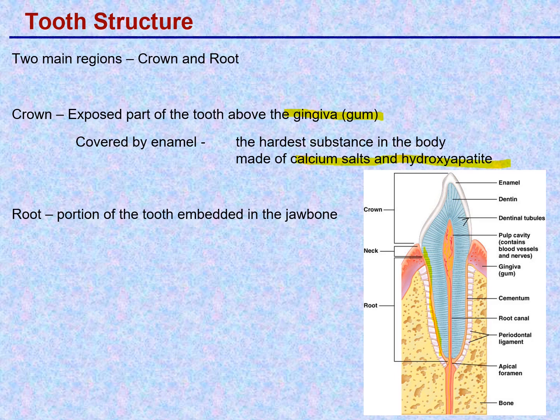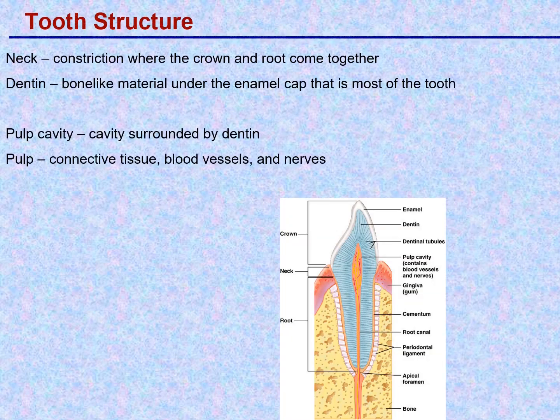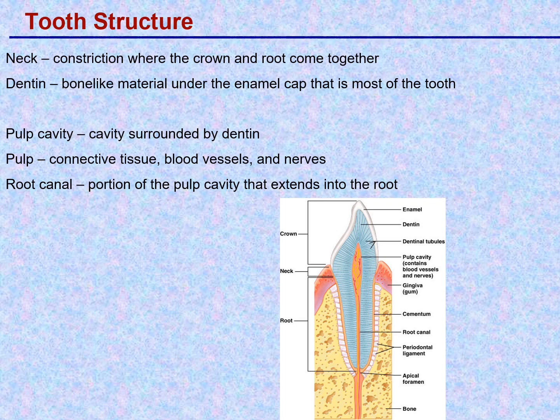Right in this area, that's the neck. So the crown, the neck, and the root, just right at the gum line, the first initial part. The neck is, as I said, where the crown and the root come together. Dentin is a bone-like material that's underneath the enamel cap that makes up the majority of the tooth. So everything in this diagram in blue, all this area shown in blue, is all dentin. So it makes up the majority of the overall tooth.